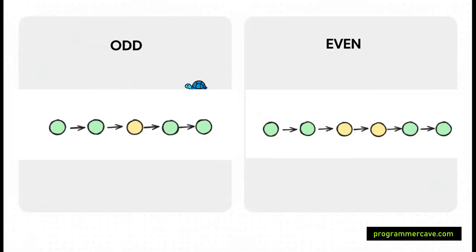Now, there's a small detail here that's actually pretty important. What happens if the list has an even number of items? Well, if the list has an odd number, say 5 nodes, our slow pointer lands perfectly on node number 3, the exact middle.